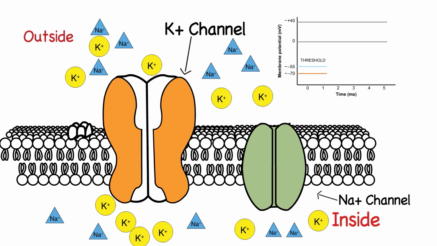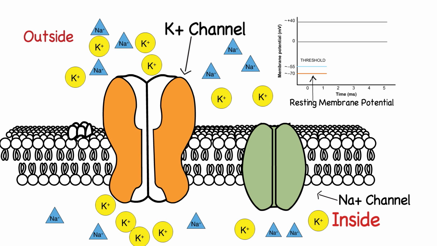At rest, the cell membrane is more permeable to potassium. Potassium ions are able to leave the cell until an equilibrium is reached between the concentration of potassium ions and the electrical potential across the membrane. At this point, the electrical potential of the membrane is known as the resting membrane potential.